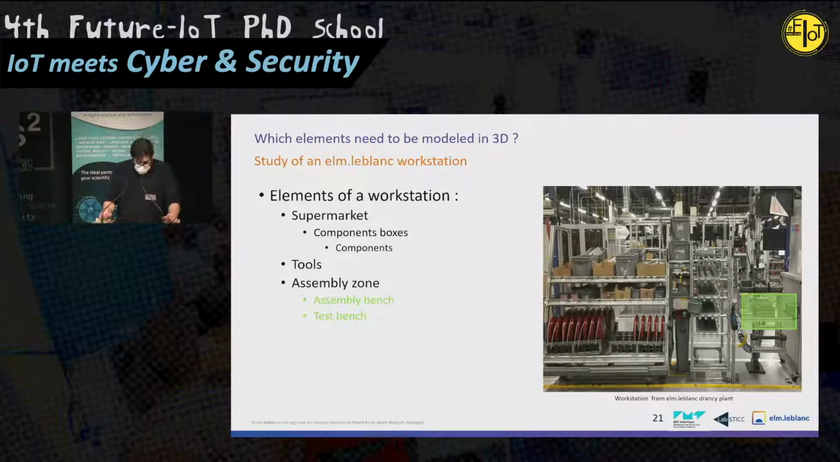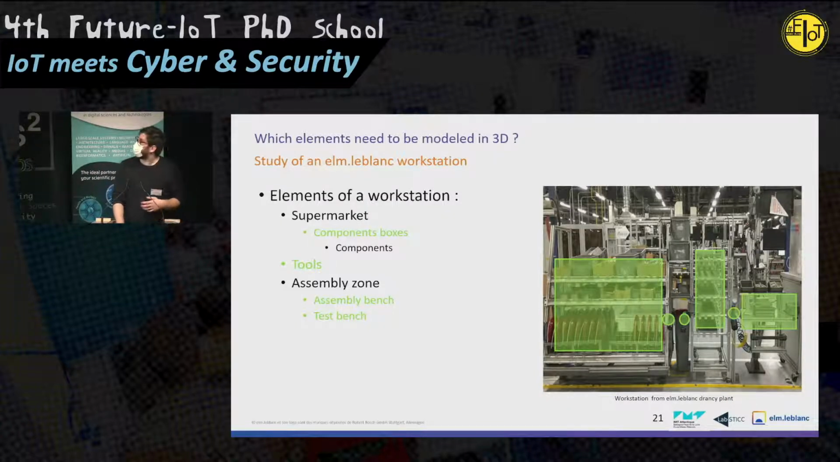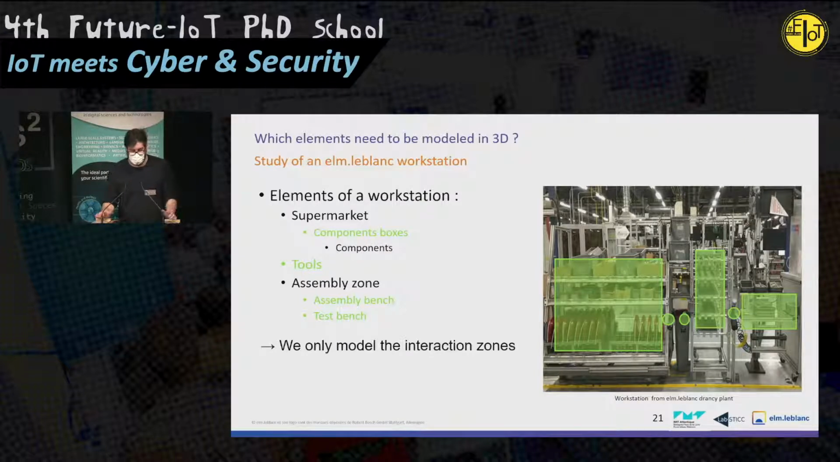Here we have an assembly bench, but on some workstations you can have a test bench, for example, electrical tests or hydraulic tests. The important parts to copy in the digital twin are the component boxes, the tools, and the assembly bench and test bench, because these are the parts which the operator will interact with. So we call them the interaction zone. These are the parts that will receive AR training information, so these are the parts that we need to copy and to have 3D models of.